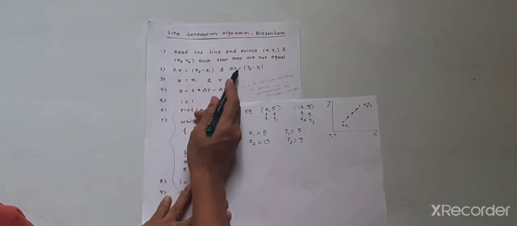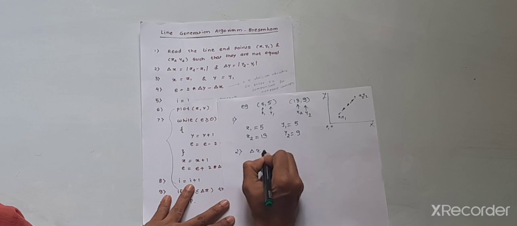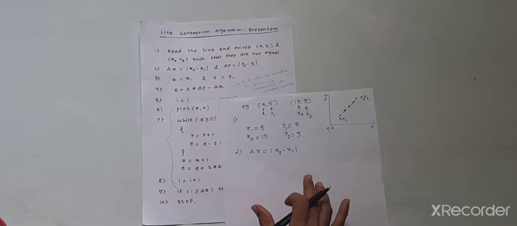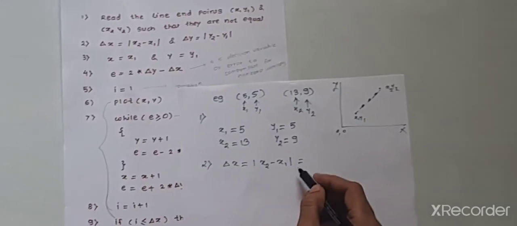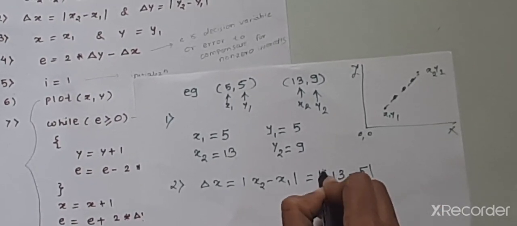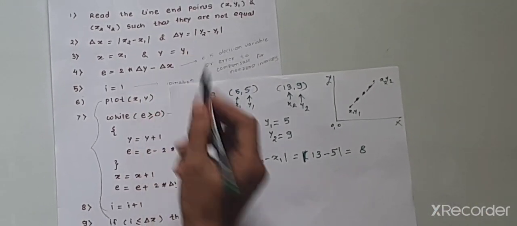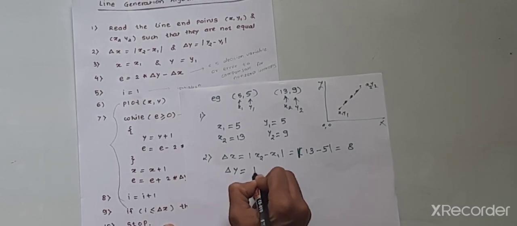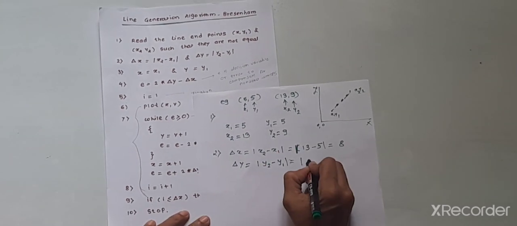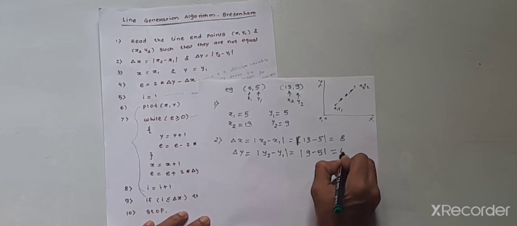We want to calculate the value of delta x and delta y. So according to step number 2, delta x is equal to x2 minus x1. Here we want to calculate x2 minus x1 as 13 minus 5. So it will give us answer as 8. Now the second step is to calculate the value of delta y. So y2 minus y1, what is the value of y2? 9. y1 is 5. So 9 minus 5 we are getting here as 4.